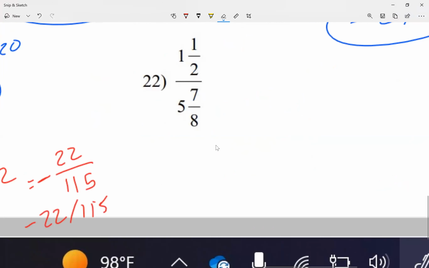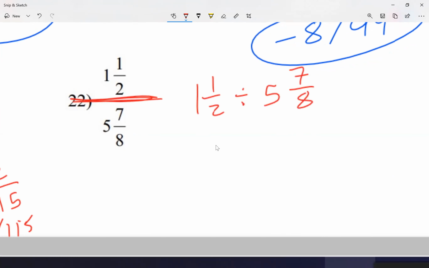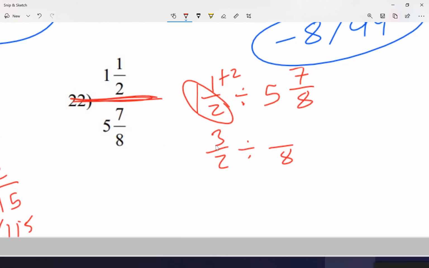All right, let's see. Last one, question number 22. I see this as a big fraction. So I have a fraction over another fraction. So that's the same thing as saying 1 and 1/2 divided by 5 and 7/8. Cannot have mixed numbers. My first fraction has a 2 at the bottom, so that's not bad. And I think of here 1 times 2. And then my result, I add it to the top. 1 plus 2 on the top is 3. So I have 3 over 2 divided by, my second fraction has an 8 at the bottom.